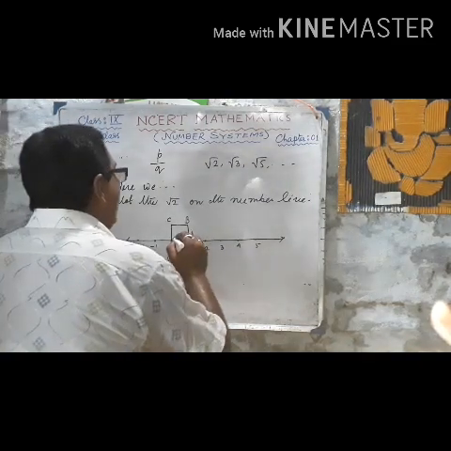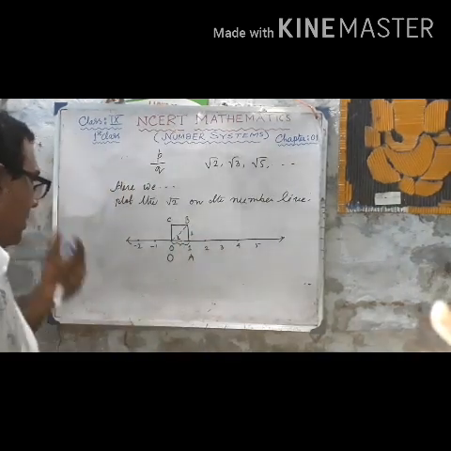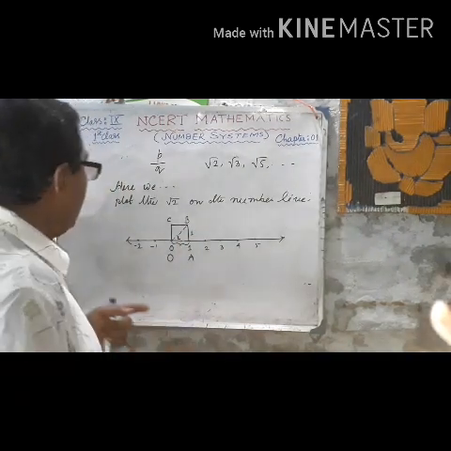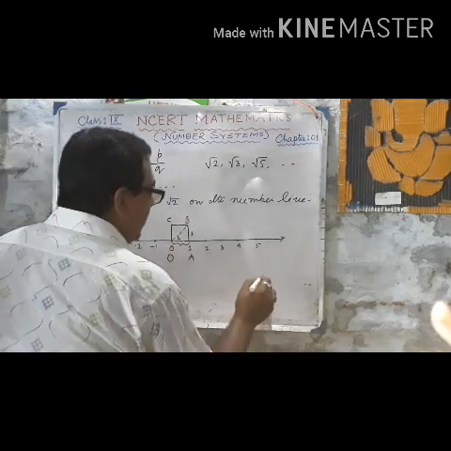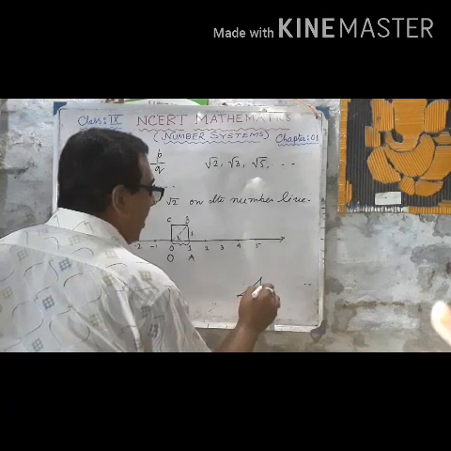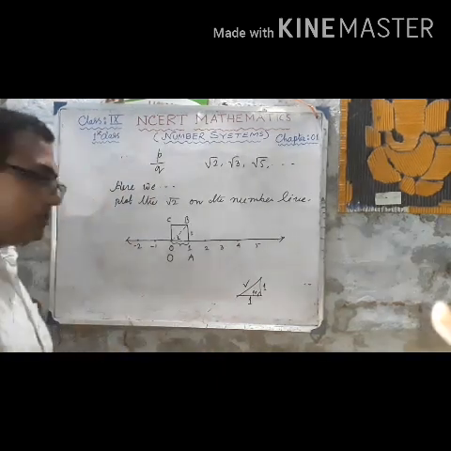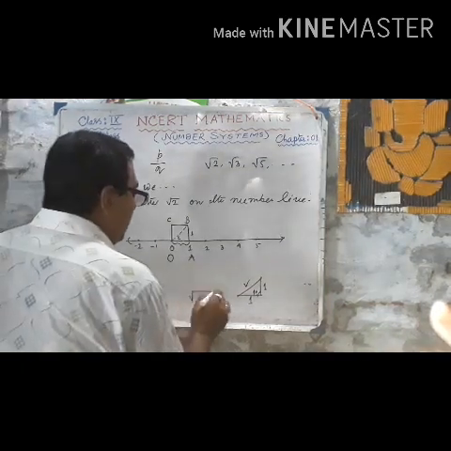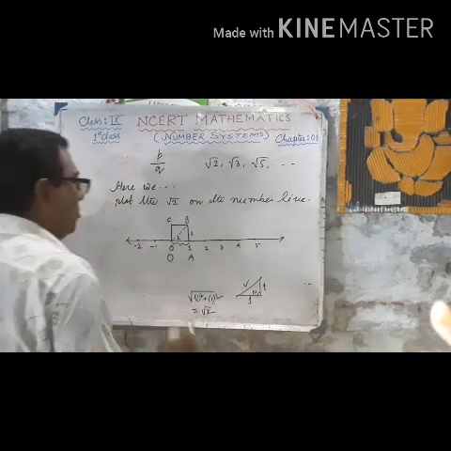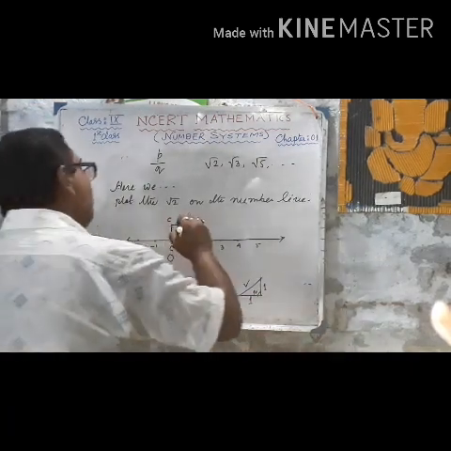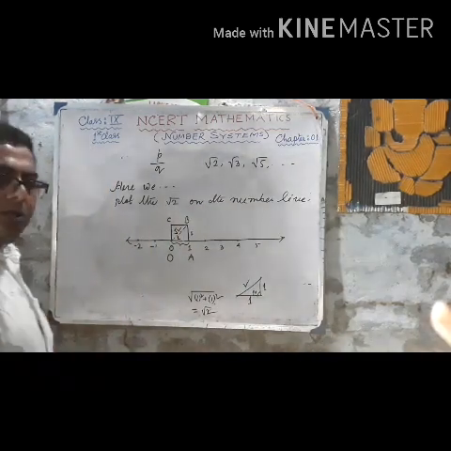Then we have to draw the diagonal of the square. From the Pythagoras theorem, in triangle OAB, where the angle between the sides 1 and 1 is 90 degrees, we can find the hypotenuse, that is root over 1 square plus 1 square, which is equal to root 2. The length of the diagonal will be root 2.